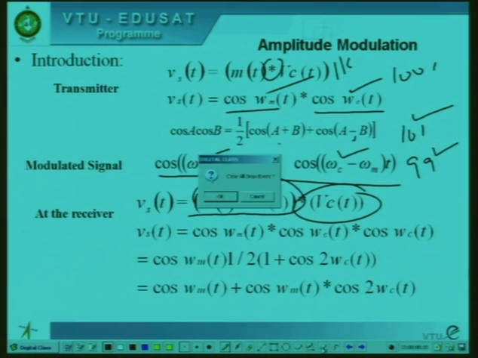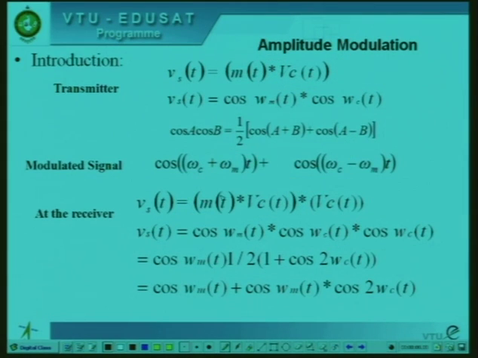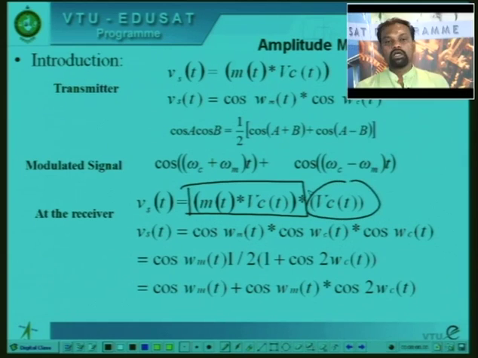Let me now repeat it. At the receiver, the m of t into Vc of t signal, which has been modulated and transmitted, is further multiplied by another carrier, Vc of t. Assuming that the carrier available at the receiver is equivalent to the signal at the transmitter, Vc of t, substituting this, you find that Vs of t will be equal to cos of omega mt, cos of omega ct, again cos of omega ct, which is equal to cos of omega mt into 1 by 2 times 1 plus cos of 2 omega ct.